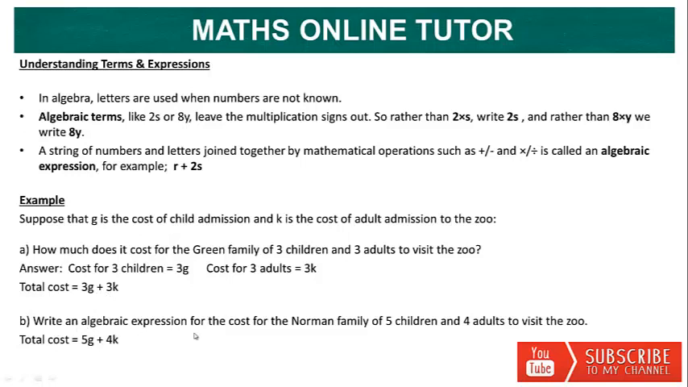Part B of the question. Write an algebraic expression for the cost for the Norman family of 5 children and 4 adults to visit the zoo. The cost for one child is G and the cost for one adult is K. So for 5 children it is 5G, for 4 adults it is 4K. So the total cost will be 5G plus 4K.